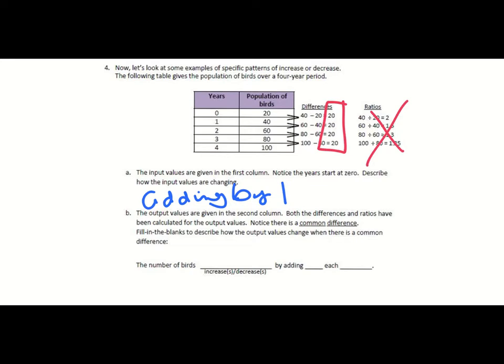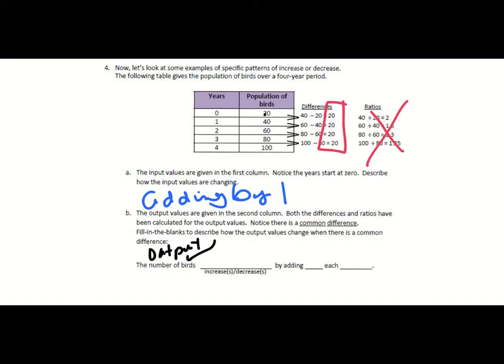And so when I want you to fill out, it says there's a common difference, fill in the blank describing how the output values change when there is a common difference. So when there's a common difference, you talk about adding things. Rather than a ratio, you talk about multiplying things. So we're going to say the number of birds, which is this value. This is your output. You always use whatever the output is here. Your output item goes here first. Your output birds.